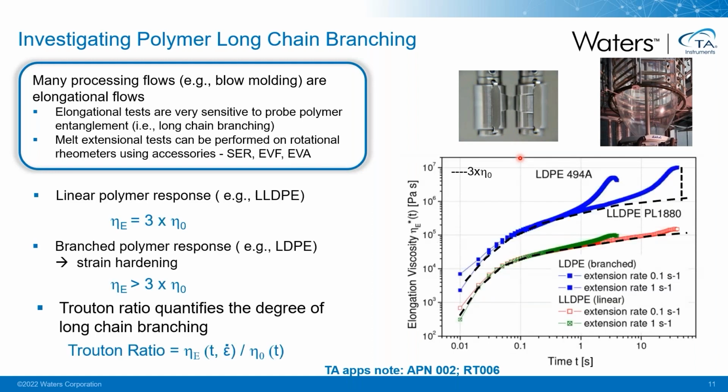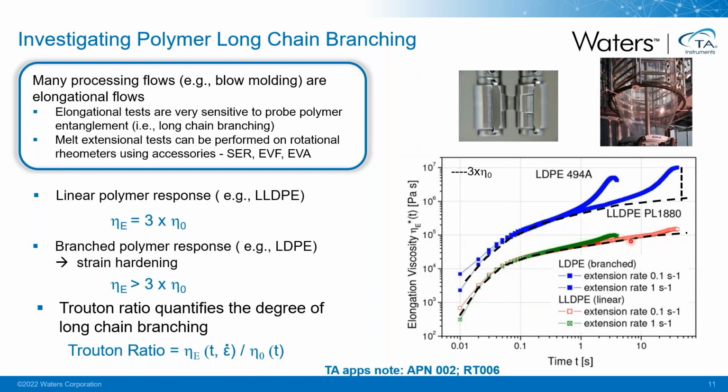When testing the extensional viscosity of a linear polymer, in here we're testing a linear low-density polyethylene sample. Its extensional viscosity tested at different elongational rates looks like this. In value, the steady-state elongational viscosity equals 3 times the polymer's zero shear viscosity.